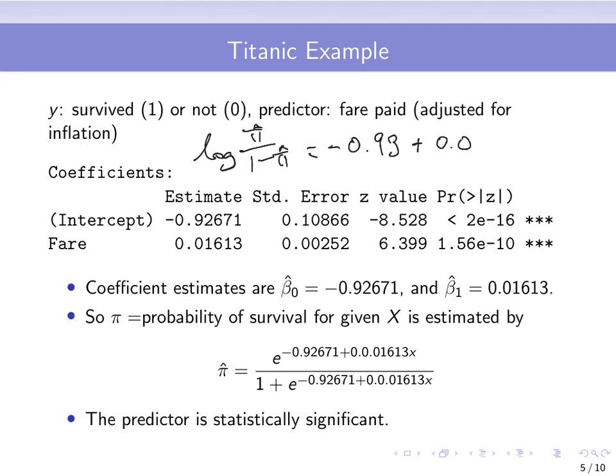plus 0.01613 times the fare paid. So this is the logistic regression equation, and you want to convert this into pi hat. That's totally fine. The predictor is significant, so it's telling us that this is significantly different from 0. Since this is a positive slope, that means the higher the fare you pay, the higher your odds of survival. Maybe a little bit diabolical to think about, but that's basically what the data are telling us.